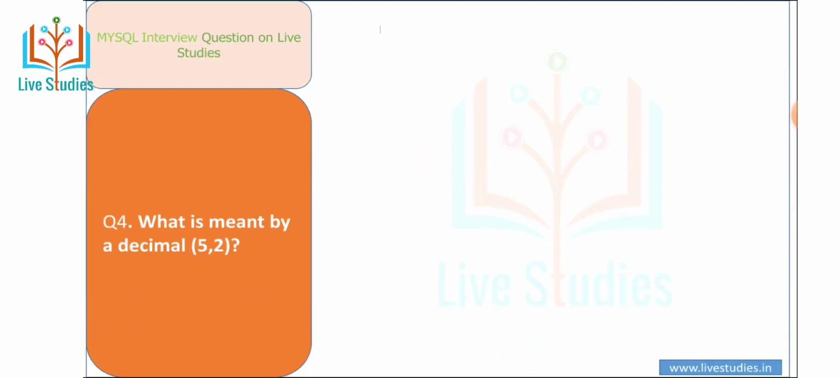Another question is, what is meant by DECIMAL? For example, DECIMAL(5,2). A decimal data type is used in MySQL to store fractional data. The meaning of DECIMAL(5,2) is that the total length of the fractional value is 5. The field can contain 3 digits before the decimal point and 2 digits after the decimal point. If we add any value larger than the defined length, then it will store 99.99 in the field.